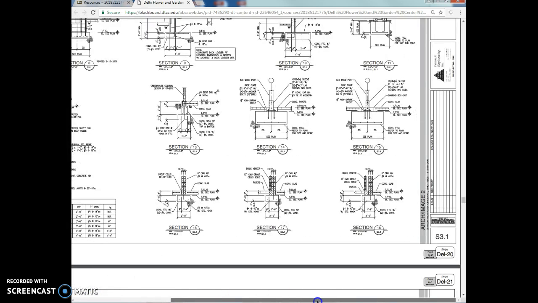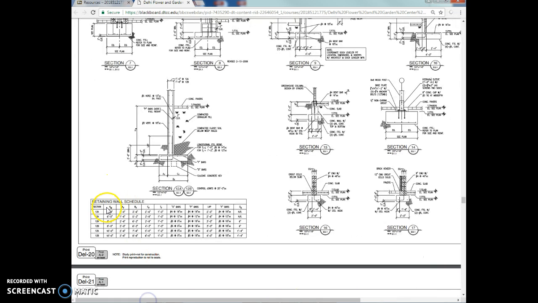Okay, so what I'm going to say is on sheet S3.1, there's a retaining wall schedule, and it tells you that the retaining walls relate to section 12A, 12B, and 12B. So what I'm going to do, here's section 12A and 12B, is I want to go back to the structural plan and look for those sections.